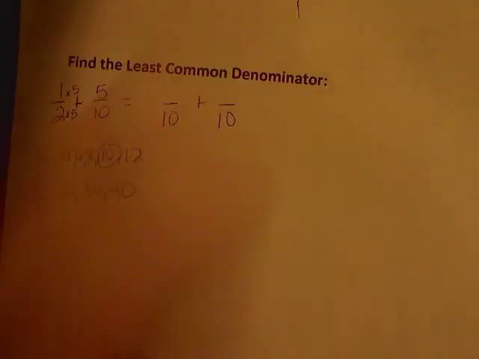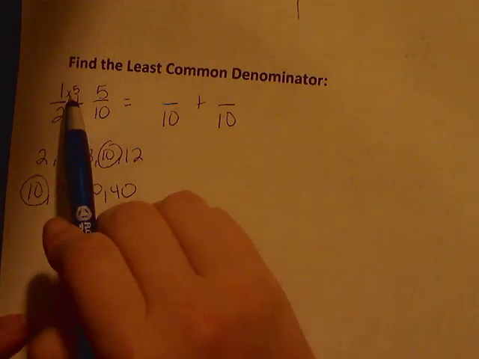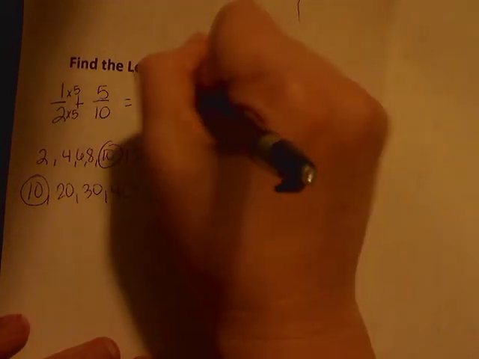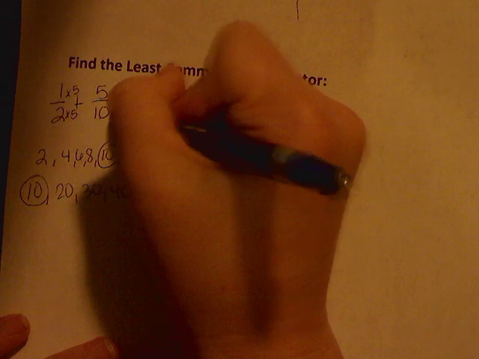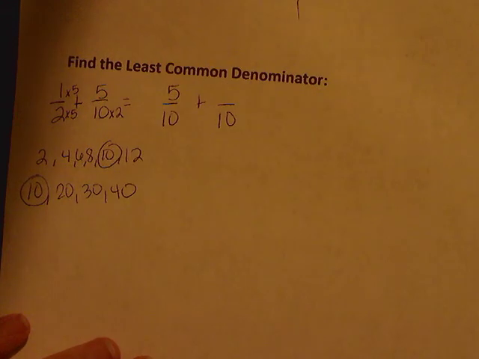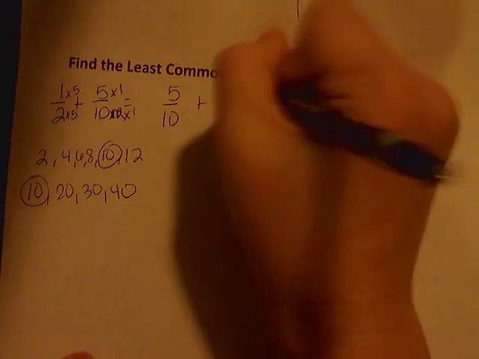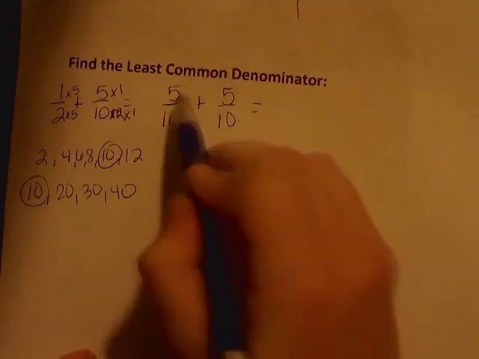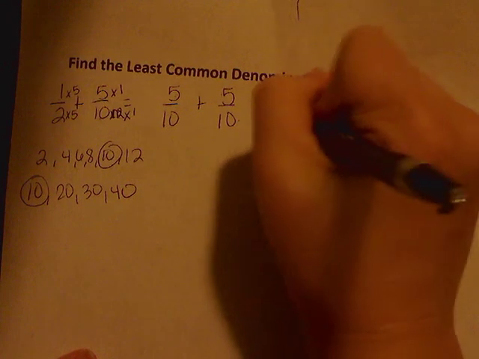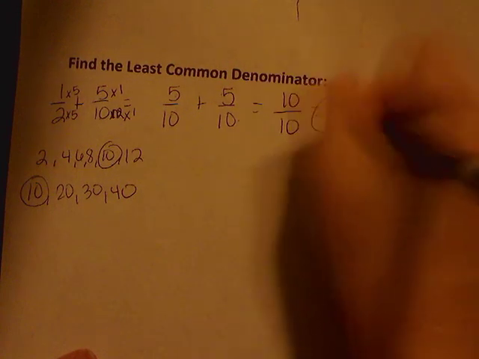Well, I multiplied 2 times 5 to get 10, so what you do to the bottom, you have to do to the top. So 1 times 5 equals 5. And then, I'm sorry, to get to 10 over here, I just had to multiply it by 1. So 10 times 1, so that means what I did to the top, I did to the bottom. So 5 times 1 equals 5. So when I add 5 plus 5, 10 over 10, which equals 1.